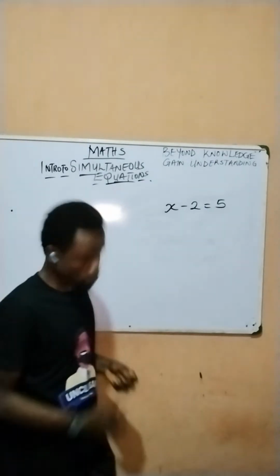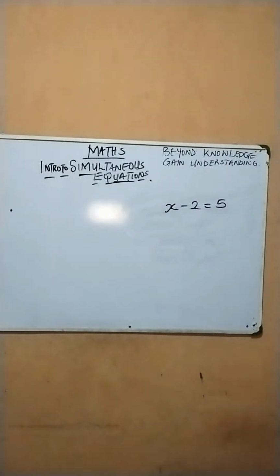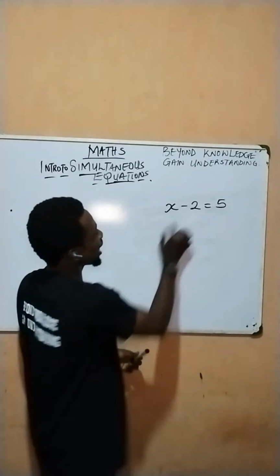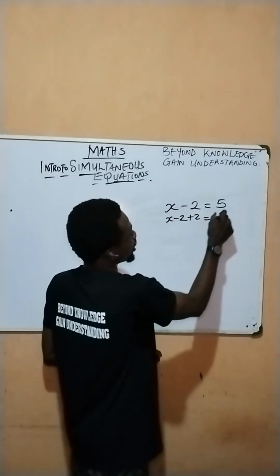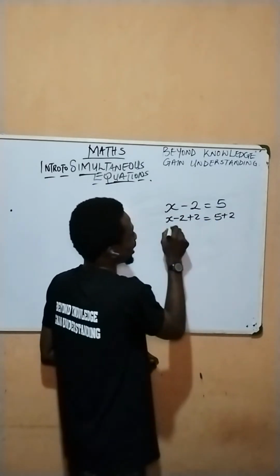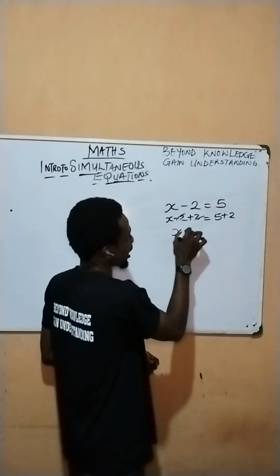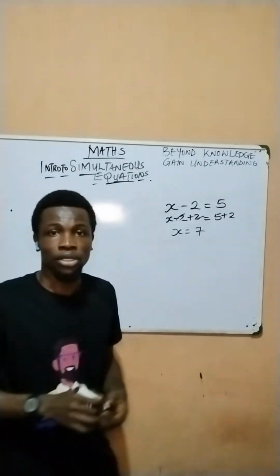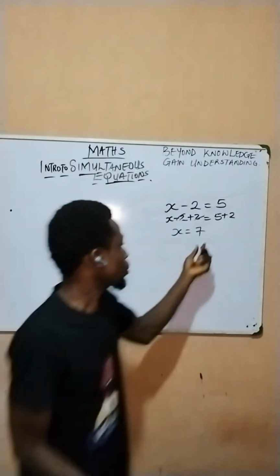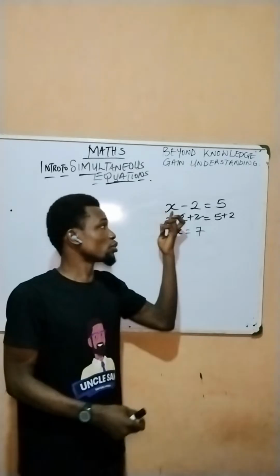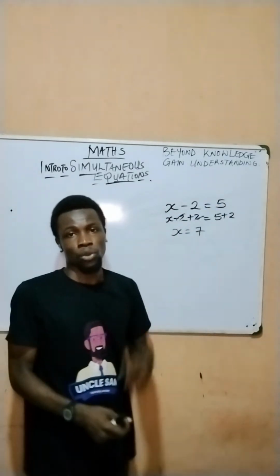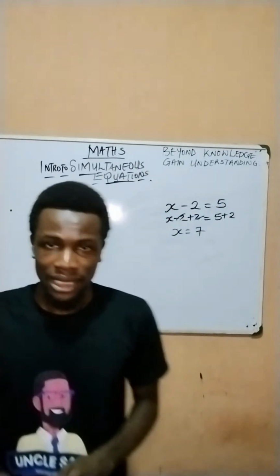One of the ways of solving this question is to add 2 to both sides. If we add 2 to both sides, it becomes x minus 2 plus 2 equals 5 plus 2. What remains on the left-hand side is x, so x is equal to 7. So 7 is the value of the variable. Then when we substitute it back into this given expression and subtract 2 from it, it will be the same thing as what is on the right-hand side.